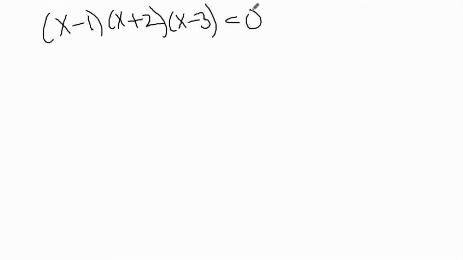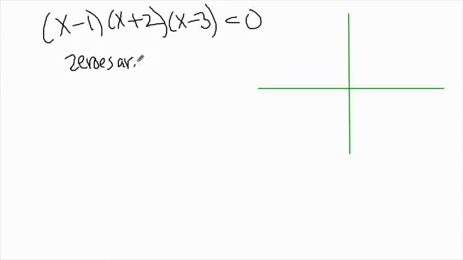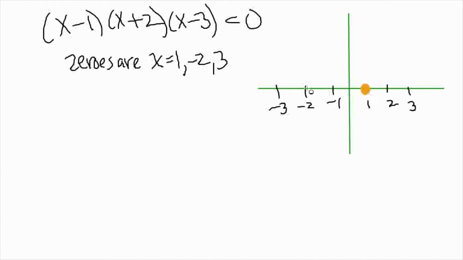Here's the reasoning that I would use. This cubic is going to have some graph, and we know already where it's going to cross the x-axis. We know what the zeros are. The zeros are x equals 1, minus 2, and 3. So let's put those on our little picture. It's going to cross the x-axis at 1, minus 2, and 3.